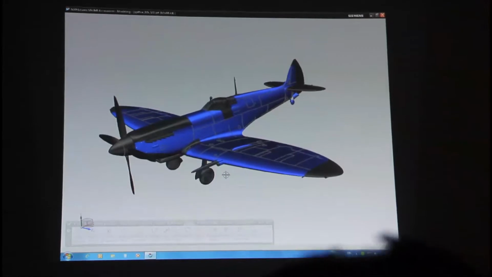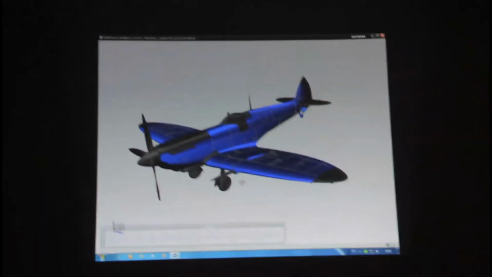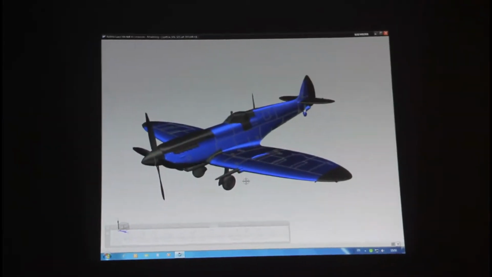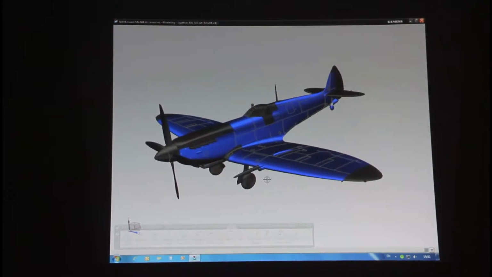Okay, the first one, or in fact the second one, the first one designed by Láďa Jonáš is Spitfire Mark 8.